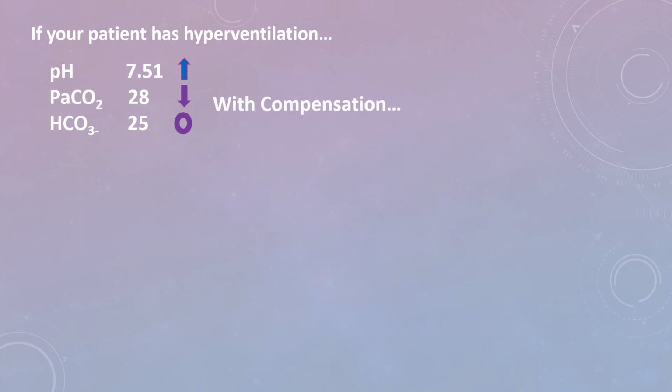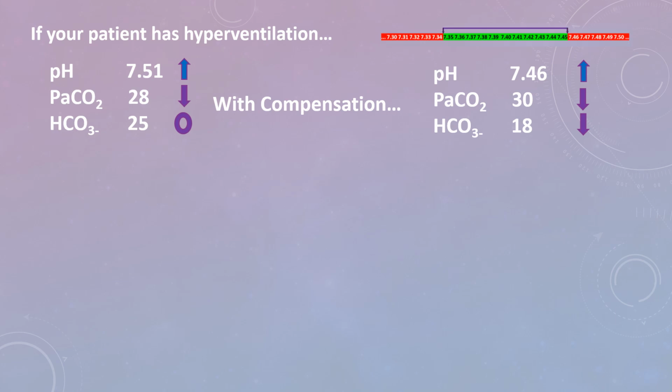Let's try this with compensation. The patient has a pH of 7.46. That's high. I know it's alkalosis. Hyperventilation is a respiratory problem. I anticipate that the respiratory gas will go down. At 30, it's low. I put an arrow down. The metabolic gas is down too. That means we have compensation. Remember, if it's a metabolic problem, the metabolic gas will go the same way as the pH. In this case, it doesn't. So we have respiratory alkalosis with metabolic compensation.